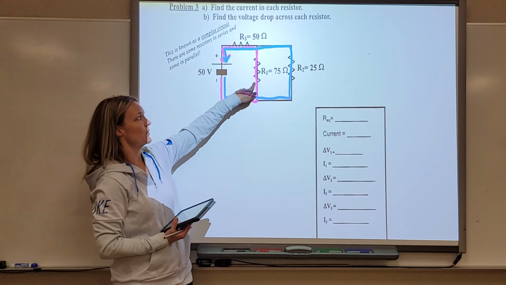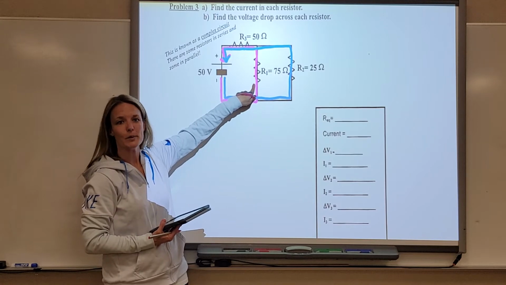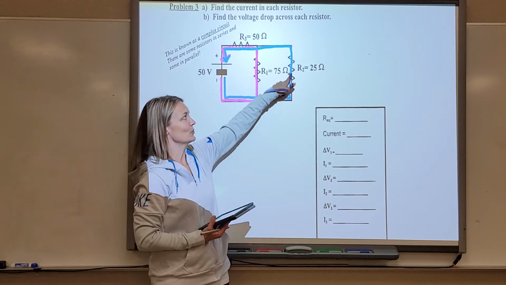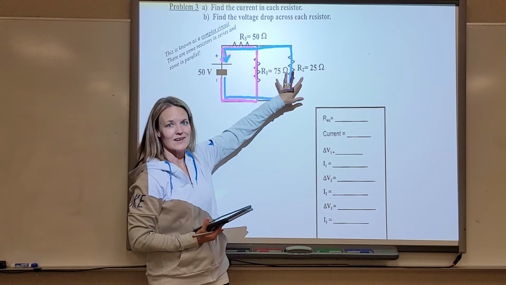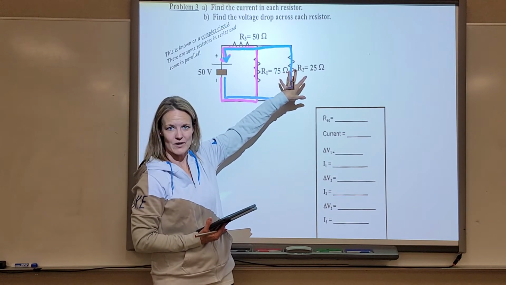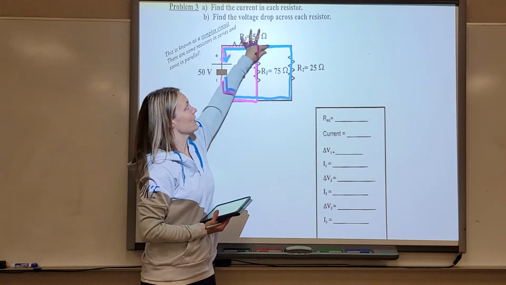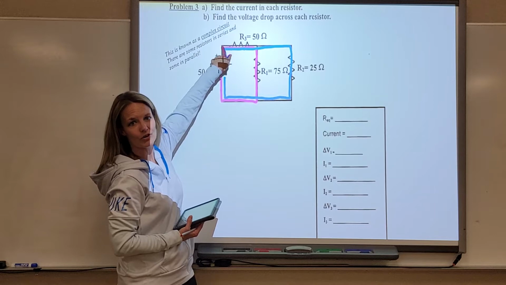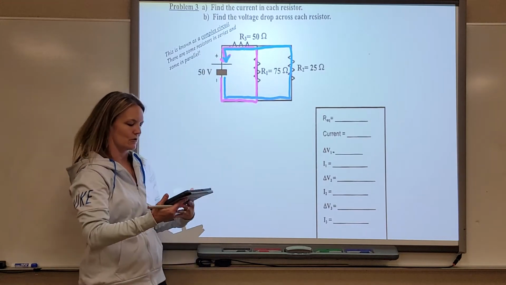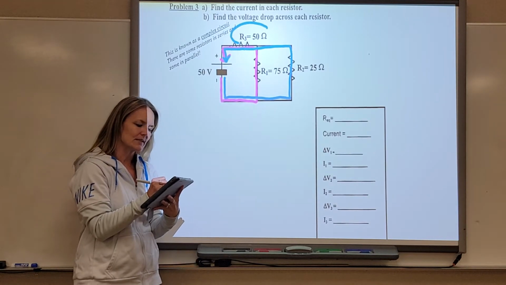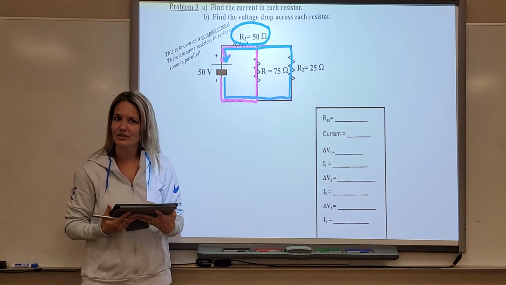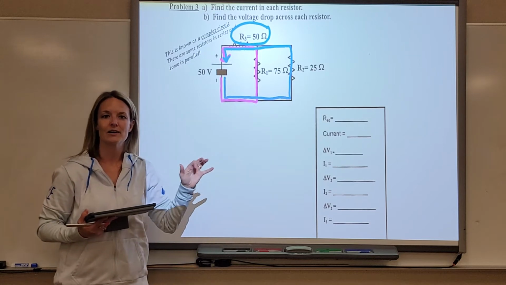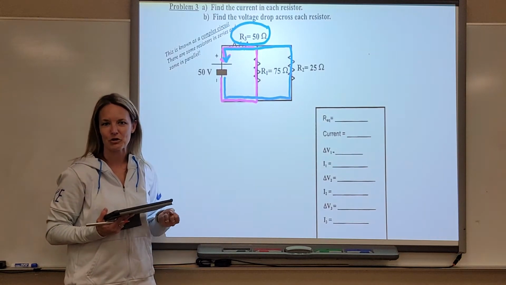So I start with resistor 1. It gets only pink. That's not all the current, so that's parallel. Resistor 2 gets only blue. That's not all the current, so that's a parallel resistor. Then all the current comes back together right here, and both colors, all the current, flow through resistor 3. That makes resistor 3 a series resistor, whereas resistors 1 and 2 are parallel because they only get some of the current.